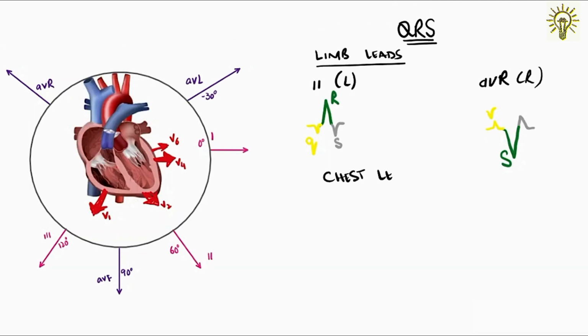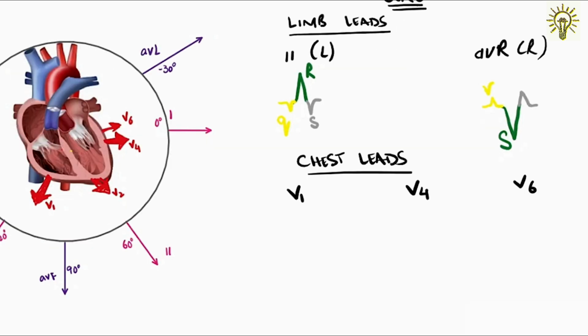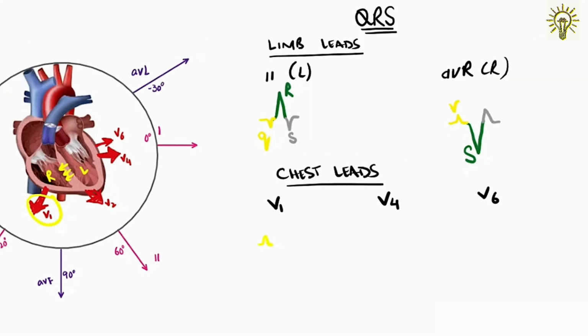Let's see how the chest leads interpret the three ventricular depolarization events. The first yellow colored interseptal current wave moving rightwards would move towards V1, but away from V4 and V6, therefore causing a small positive R on V1 and a small negative Q on V4 and V6.